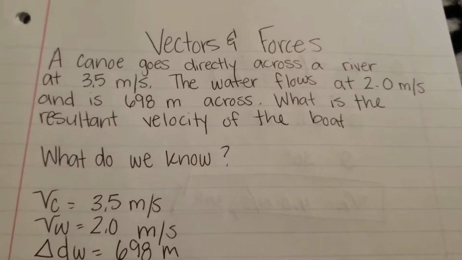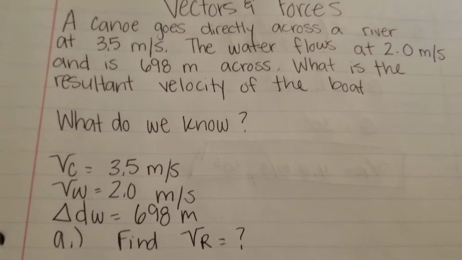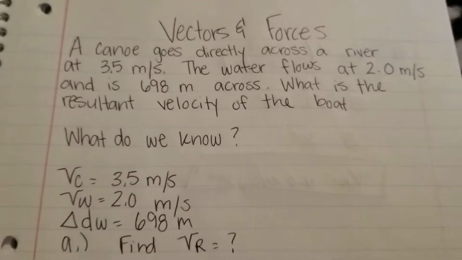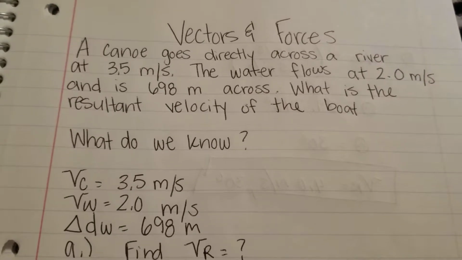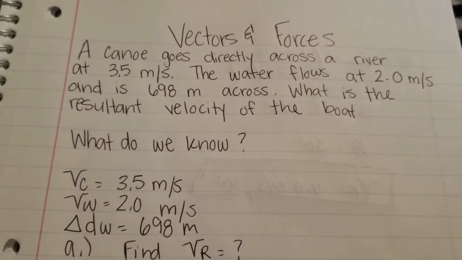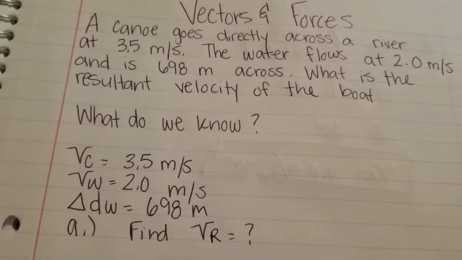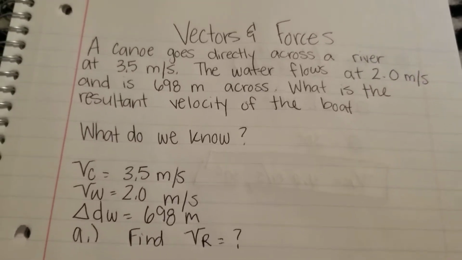Right, for this reassessment, I'm going to be looking at vectors and forces. The problem basically states a canoe goes directly across a river at 3.5 meters per second. The water flows at 2.0 meters per second and is 698 meters across. What is the resultant velocity of the boat?